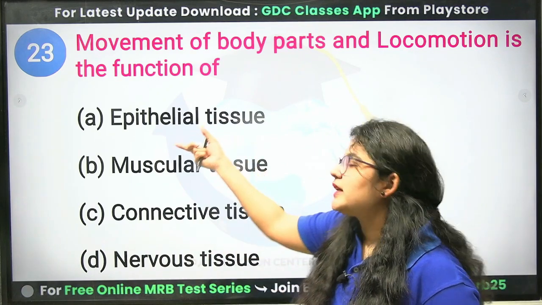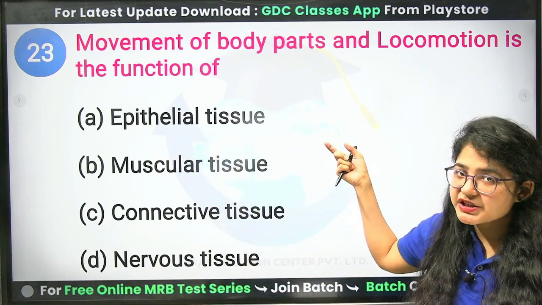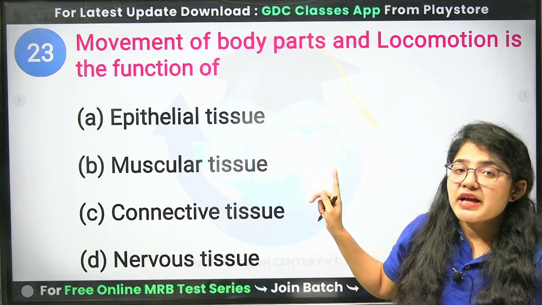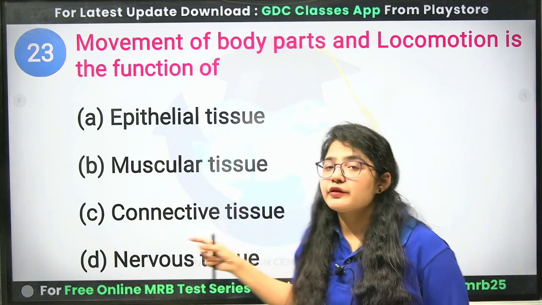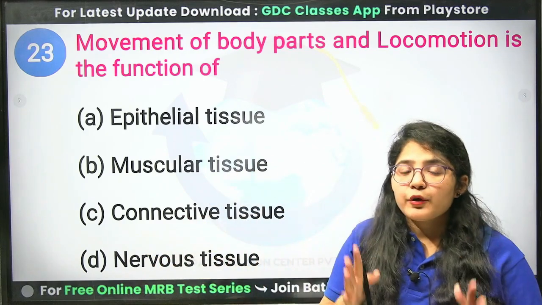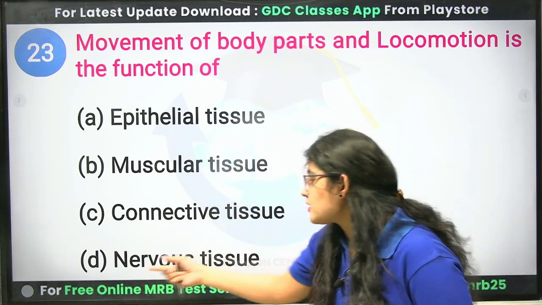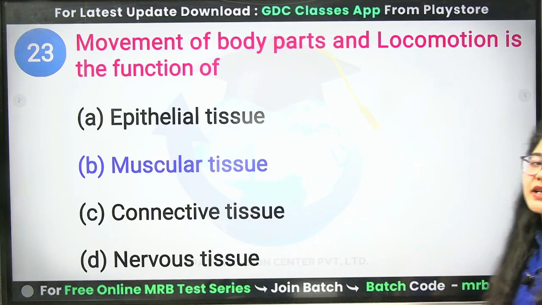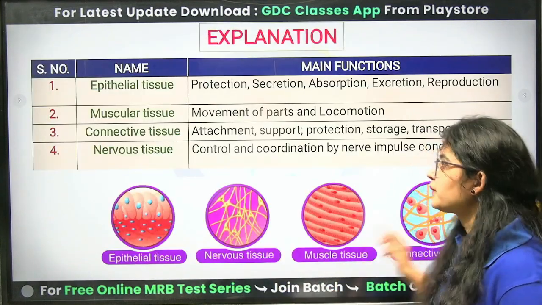Clear. Epithelial tissue is responsible for the secretion. Muscular tissue is responsible for the locomotion as well as the movement. Connective tissue provides the support or the protection. Nervous tissue provides the control and coordination. So, what will be the correct answer? That is muscular tissue. Clear?